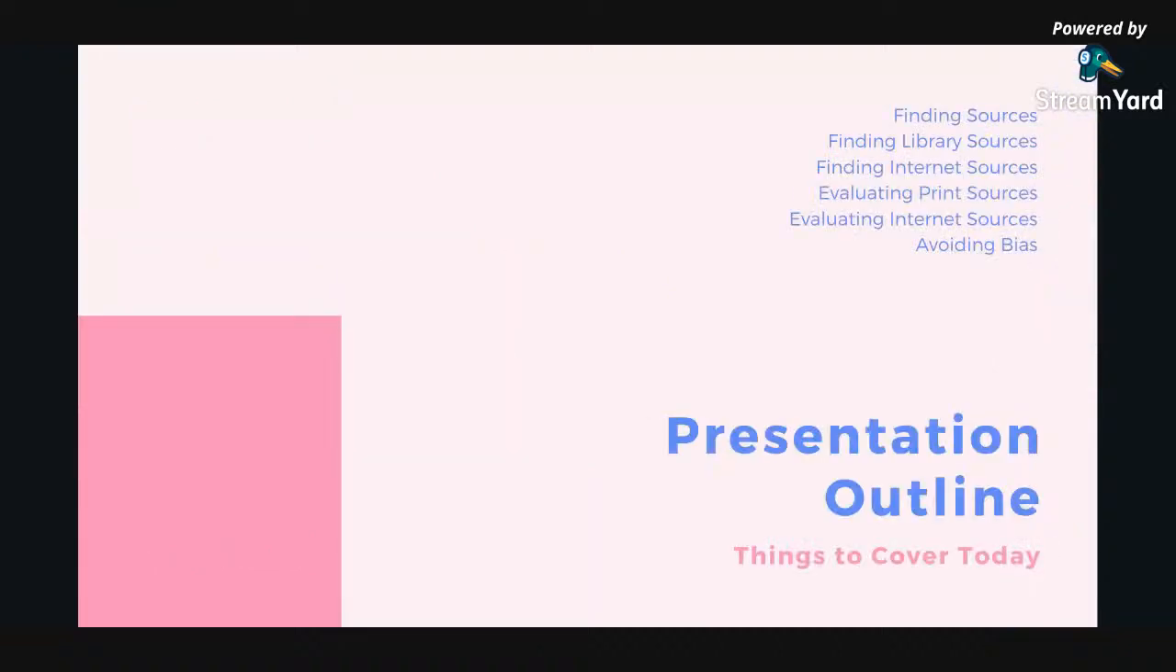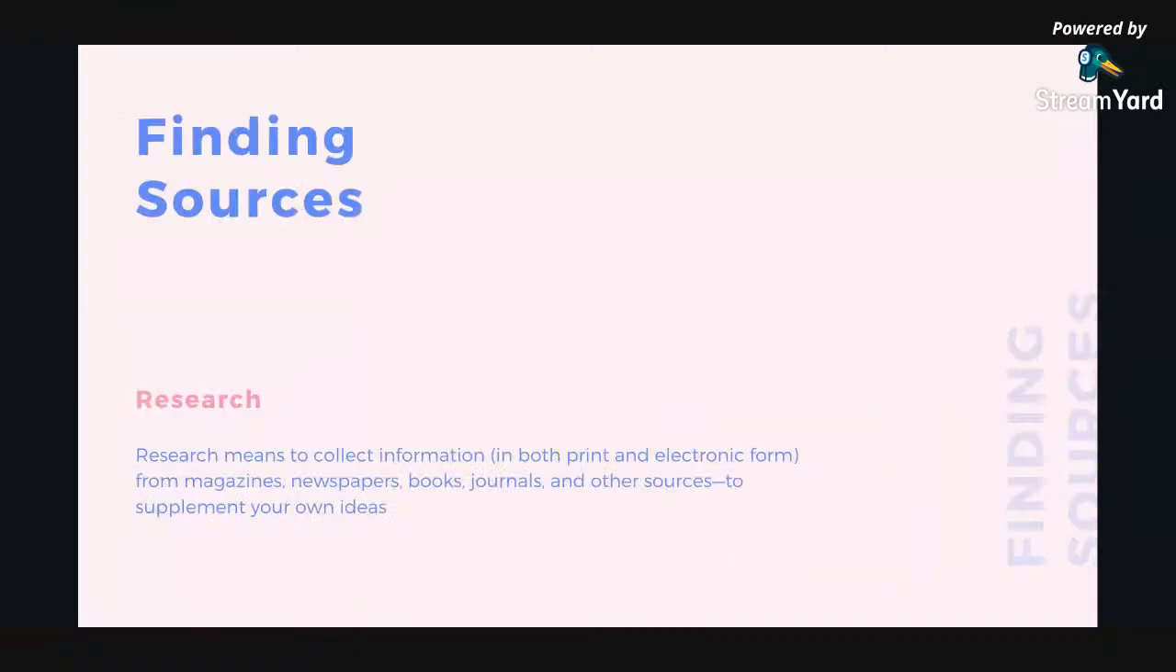So the different topics that we will go through with this are finding sources, finding library sources, finding internet sources, just because maneuvering those can be different. And then also evaluating print sources and evaluating internet sources, and also helping you avoid bias, which is a very important thing.